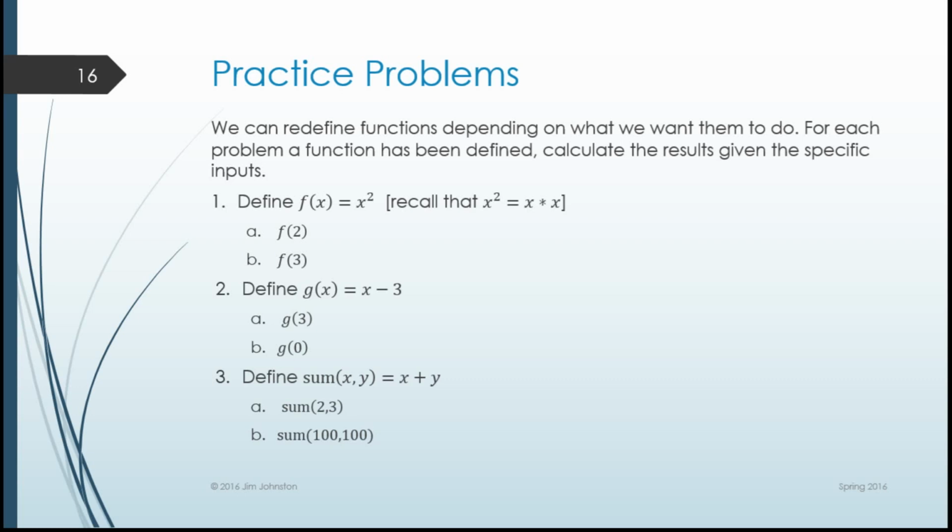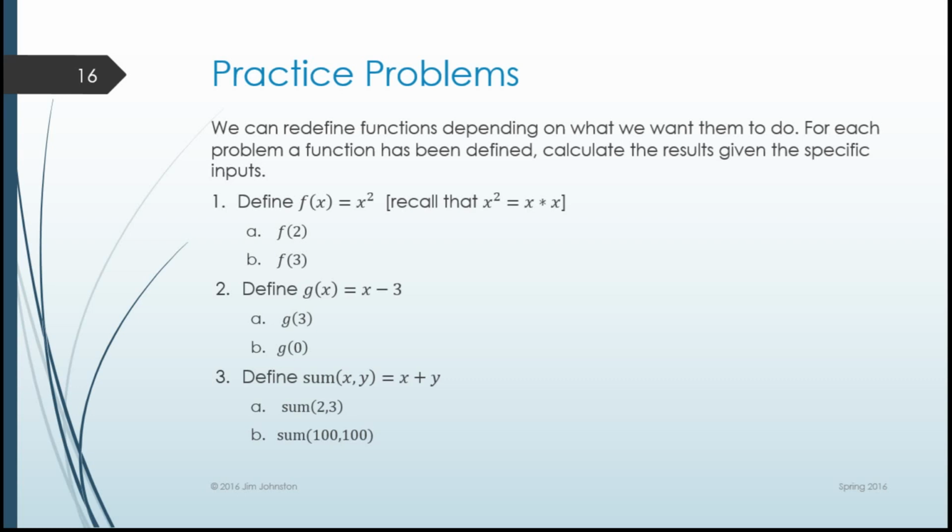For number 2, we have defined g of x is equal to x minus 3. So whatever number we put in for x, we're going to subtract 3 from that, and that answer is our result. And then the last one, this is an interesting one. We define a function and we don't just use a letter, we actually use a word that relates to the process. So I'm going to define this function named sum, and it's going to take 2 input values. It's going to take an x value and a y value, and it's going to add those 2 numbers together, and the result is going to come from that.